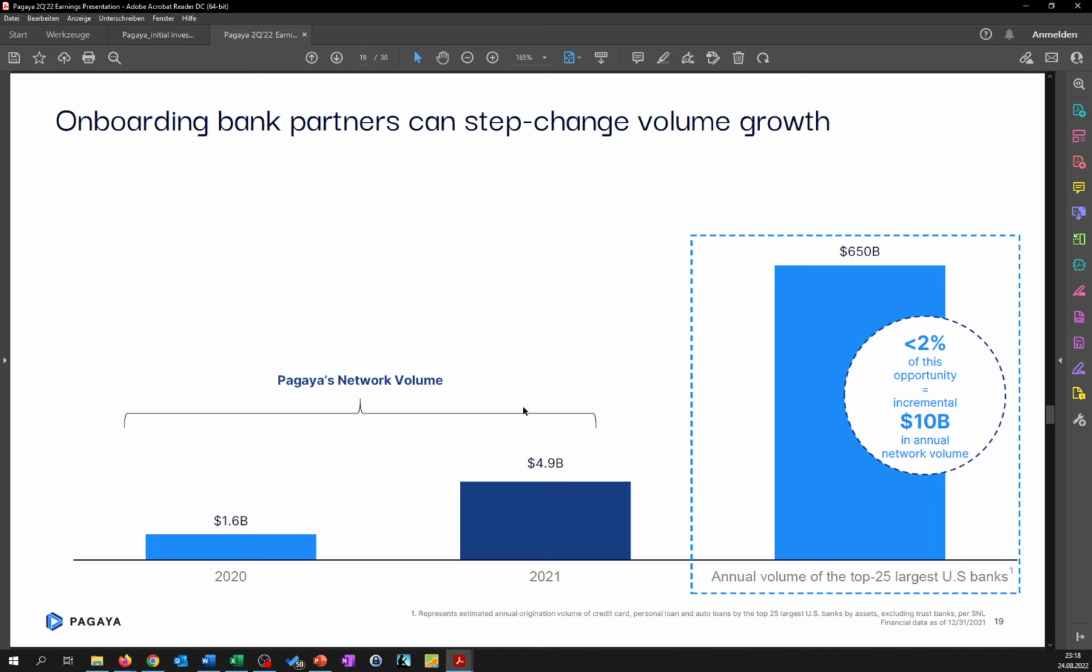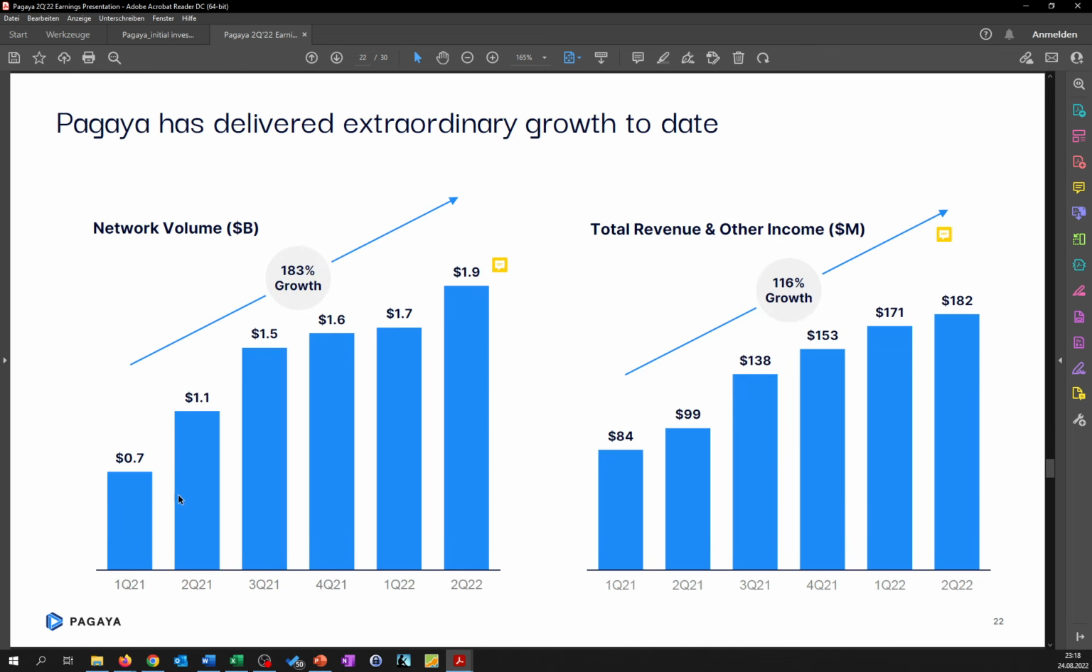And if I now jump back over again, they also highlight that there is a lot of growth for the company to grab, because the top 25 largest US banks have an annual volume of 650 billion. So this is a lot more than the 5 billion of network volume which Pagaya has right now. So now let's have a look again, a little bit more in detail, at the business development.